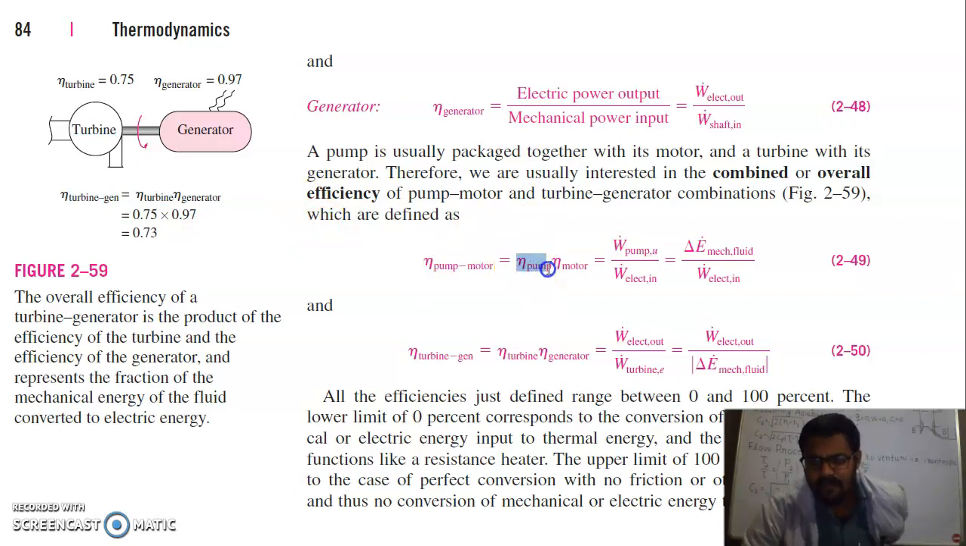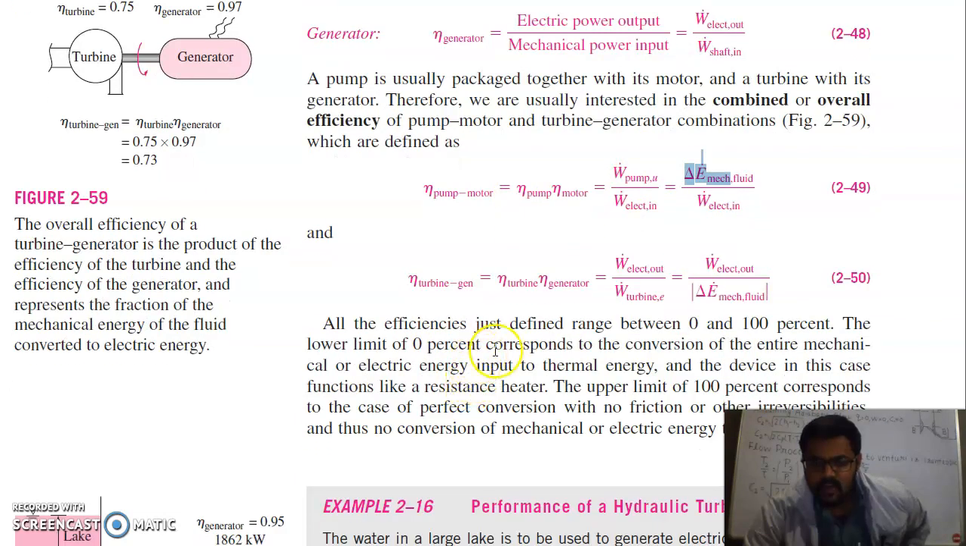So it is efficiency of pump and efficiency of motor. When you solve it, you will get this output here. So all efficiencies are defined in a range between 0 and 100%.